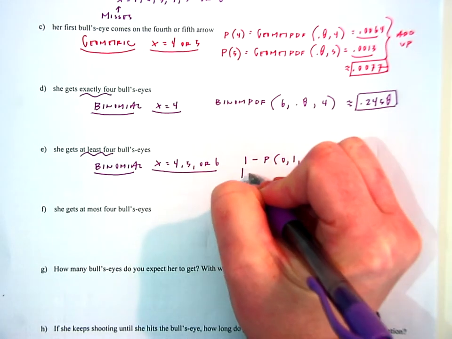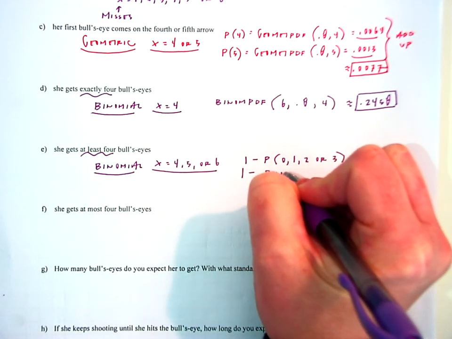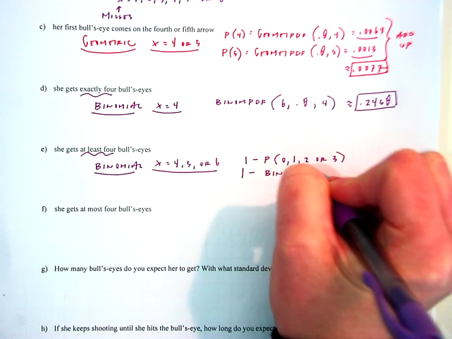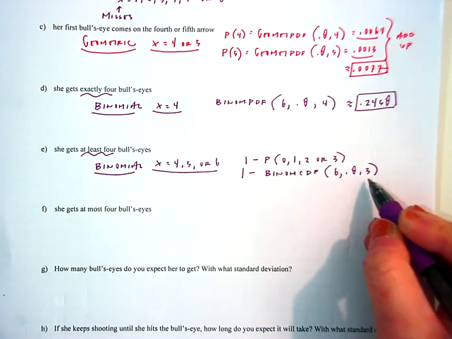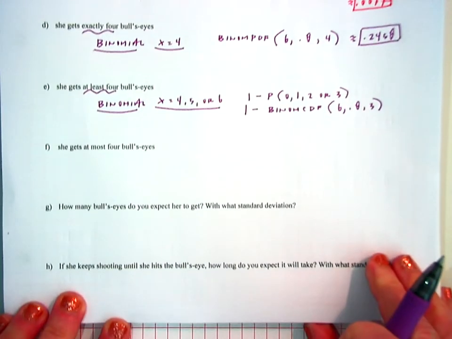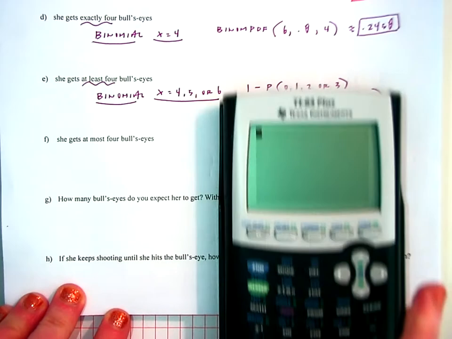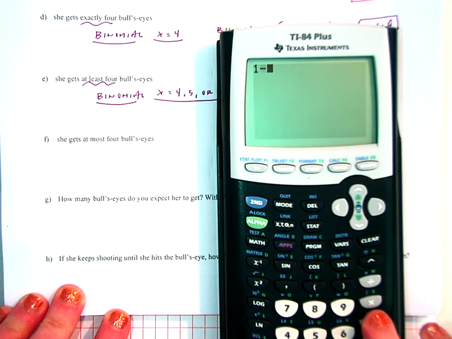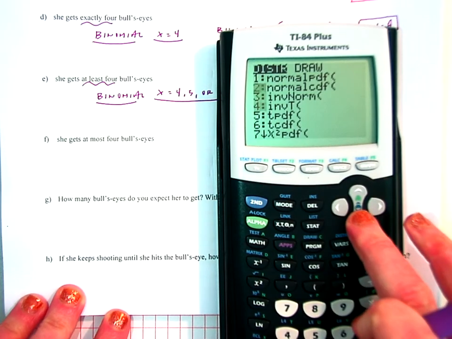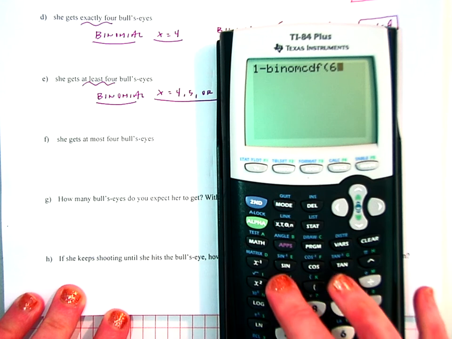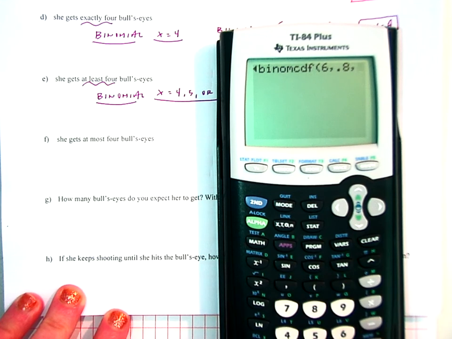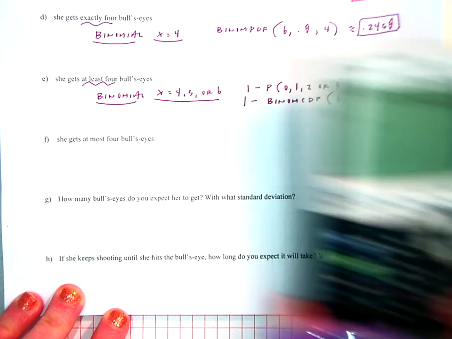So I can go 1 minus binom CDF, because that 3, right, that's saying 3 or less. So when I type this in, let me slide it up. Here, I'm doing 1 minus, so second verse, binom CDF right there, and I'm saying 6, comma 0.8, comma 3, because it's 3 or less. So I get 0.9011.